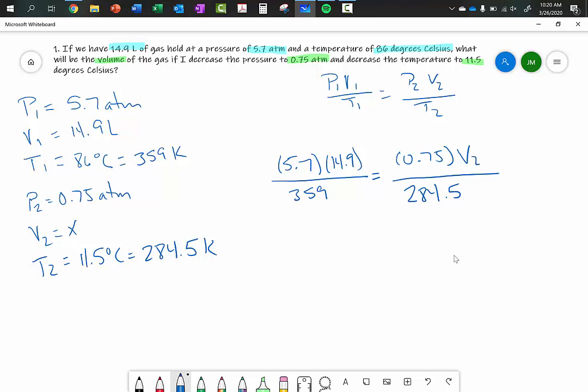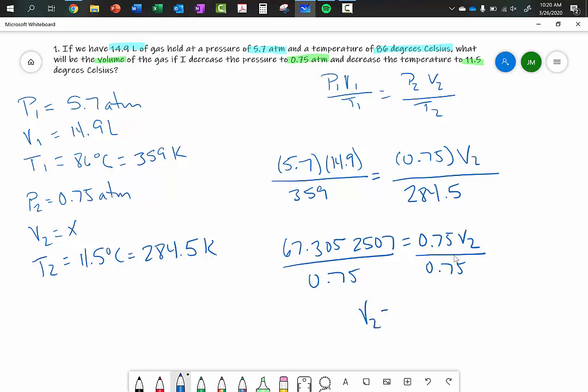All right, so when I cross multiply and divide, I should get 67.305.2507 is equal to 0.75 V2. Solve both sides by dividing by 0.75, and I should get a V2 of 9.0 times 10 to the first, and my volume will be in liters because that's what I started with. All right, so that is the answer to number 1.